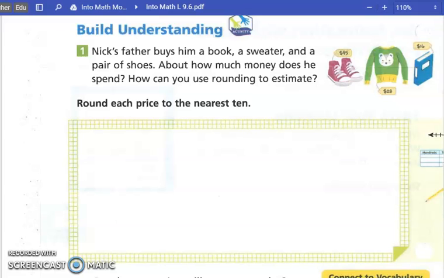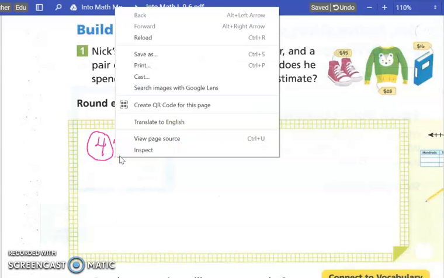So if we have 45, remember, if it's 5 or greater, we want to round to the nearest 10. So we circle our 4. Everybody should be doing this. Circle your 4 and underline your 5.